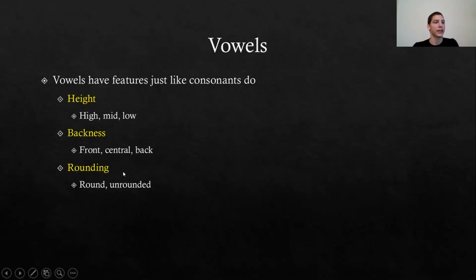The rounding is kind of more like an on-off switch, and it says, should your lips be rounded, yes or no? So if your lips are rounded during a sound, then you have the feature round, and if they're not, then you have unrounded vowels. So these are the vowel features we have.